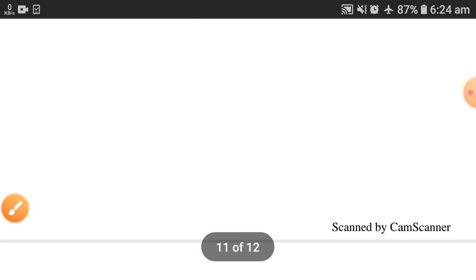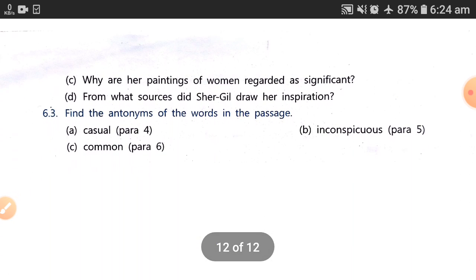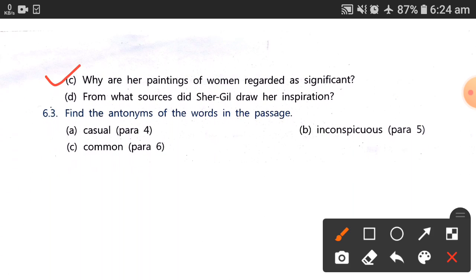Hope you all have noted all these questions. Now there are some more questions. Write question number C and question number D. Okay, write these two questions also.